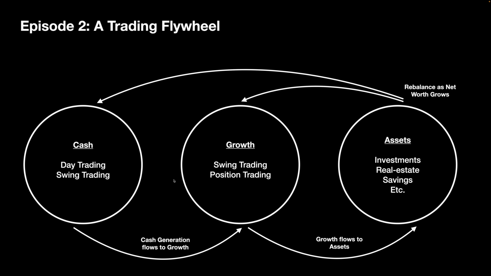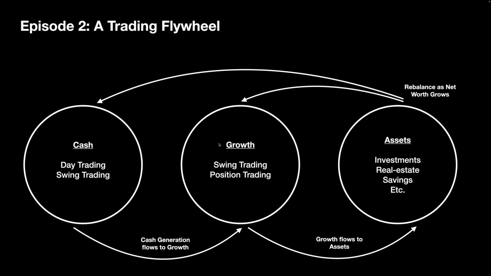Okay. So again, let's just zoom out one more time. We'll talk about it one last time, and then I'll let you go on your way, and I want you to digest this and start to think about how it might work for you. So we've got the cash generation phase. That's going to flow into growth. Growth generation phase is going to flow into assets. The assets are going to grow over time. You're going to rebalance as your net worth grows, and it just is going to continue to work in a perpetual machine.